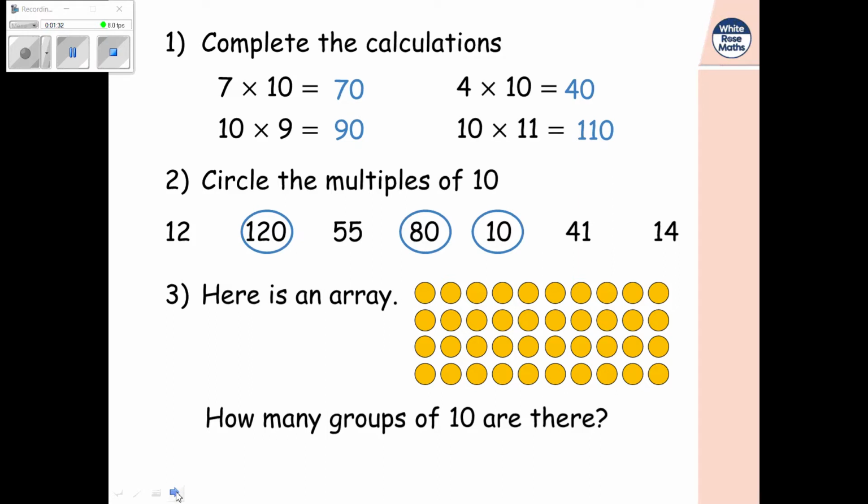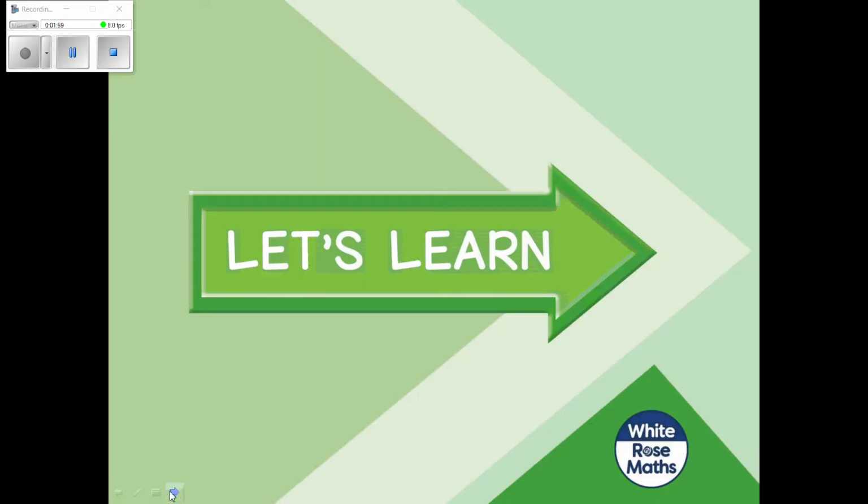So again, number 3. Here is an array. How many groups of 10 are there? So pause here, have a really careful look and see if you can group them into 10s. How many groups can you make? So first of all, you just need to see which way they are 10. So we know that there is 1, 2, 3, 4, 5, 6, 7, 8, 9, 10. So there is 1 group of 10, 2 groups of 10, 3 groups of 10, 4 groups of 10. Well done. Let's get learning.